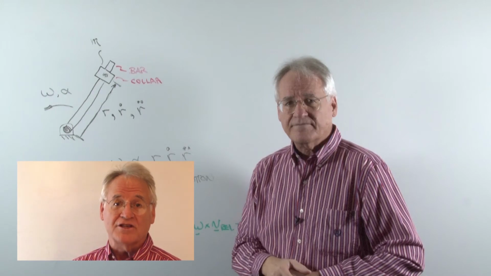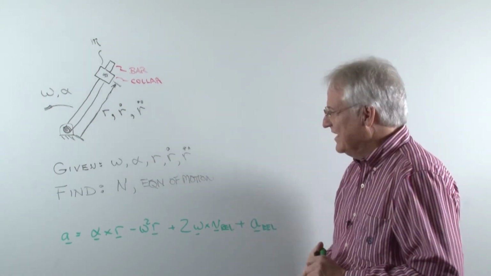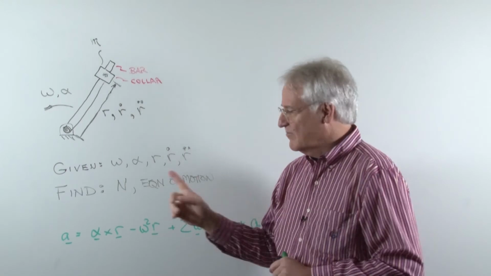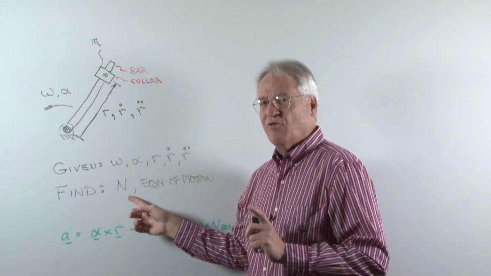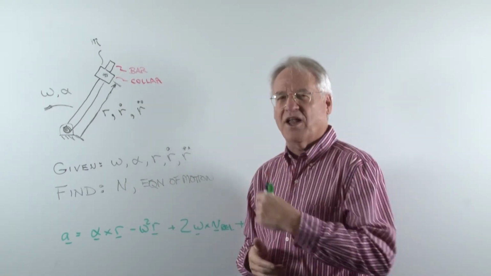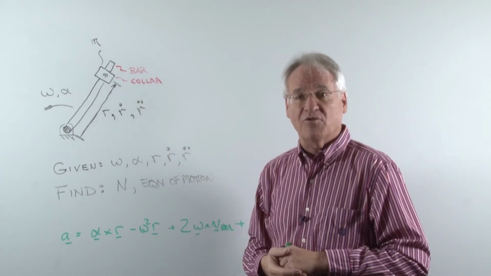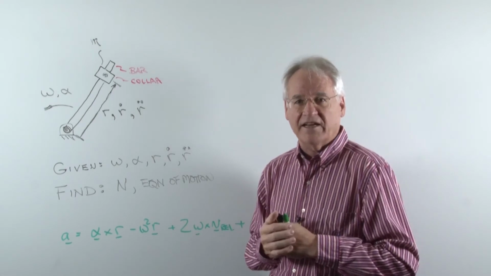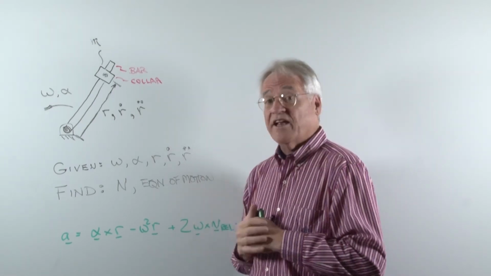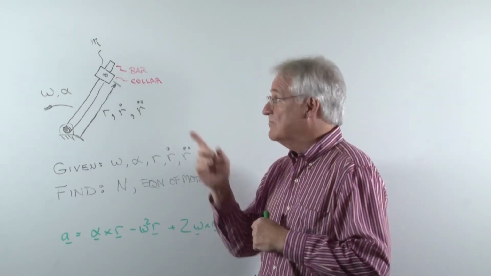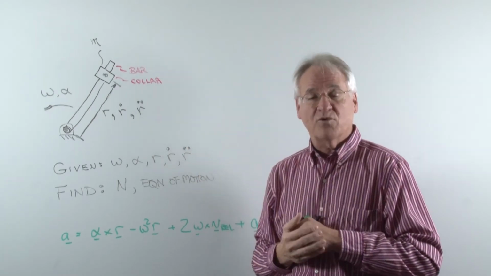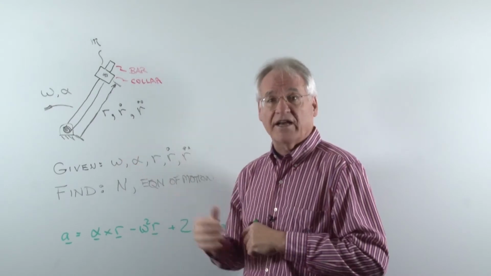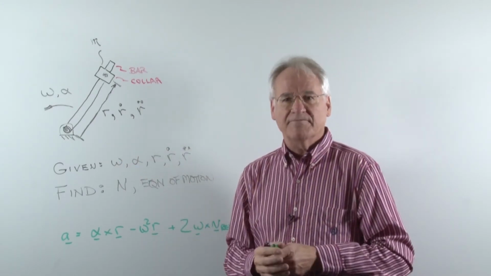The system is frictionless. The question: given these, find, number one, the normal force, the force the bar applies to the collar, so-called normal force because it occurs perpendicular to the plane of contact. The second is write an equation of motion that describes the motion of the collar. What this will be is a differential equation in terms of r and its derivatives. That's the game. Here we go.